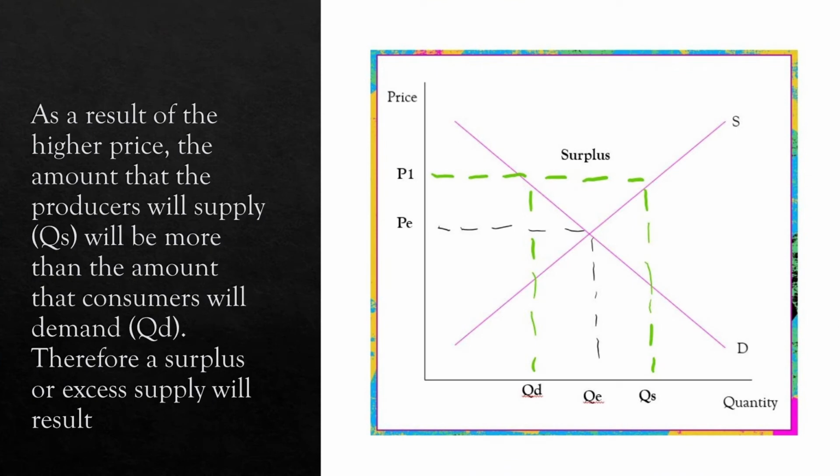The way that we fix this is through re-establishing market equilibrium. But as a result of the higher price, the producers will supply more at QS, therefore there is more than what the consumers demand at QD. Another word that we use instead of surplus is excess supply.